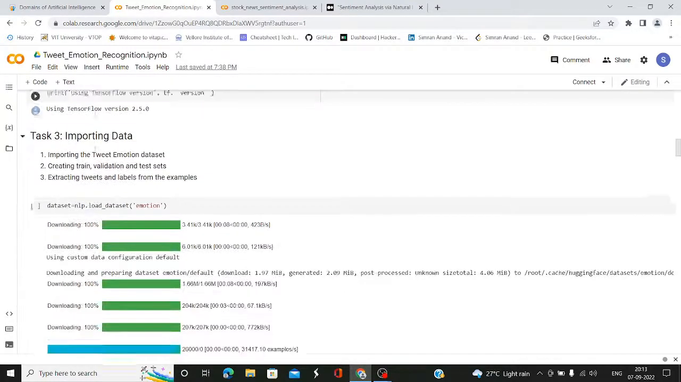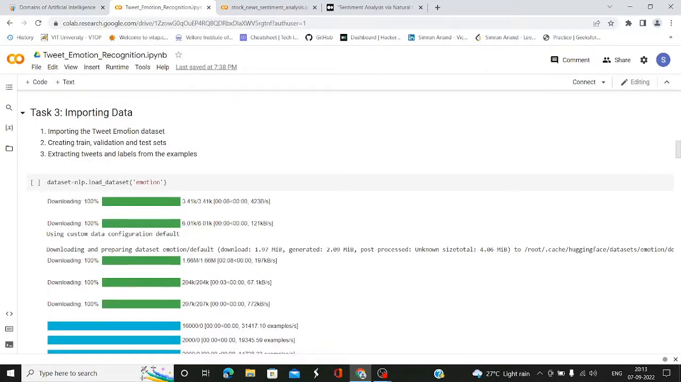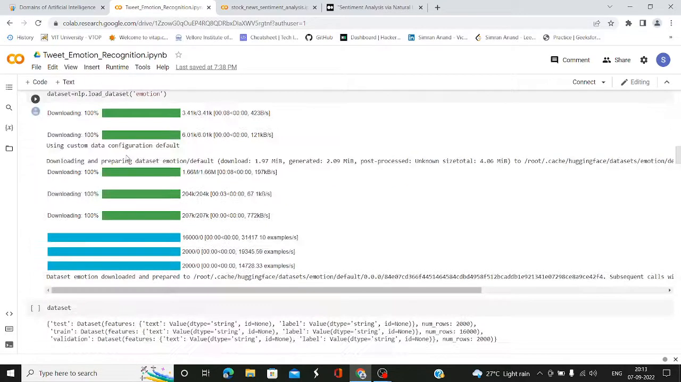So after doing all this, I've imported the tweet emotion data set, and created train, validation, and test sets. Train test split is the term used here. I have the data, and 70% or 80% of the data should be fed to the machine learning model as the training data set. The remaining 30% is to be used for testing purposes, that is to check if the model has been trained correctly or not. That splitting is done using this train test split. Then extracting tweets and labels from the examples.